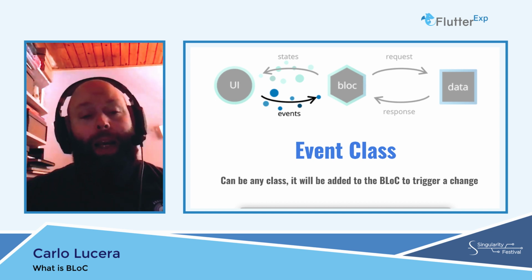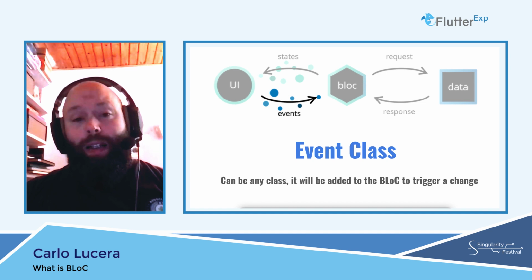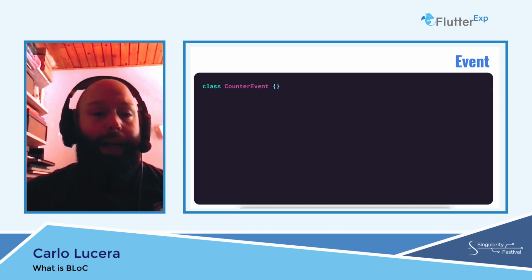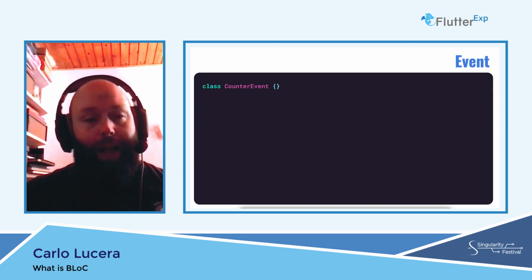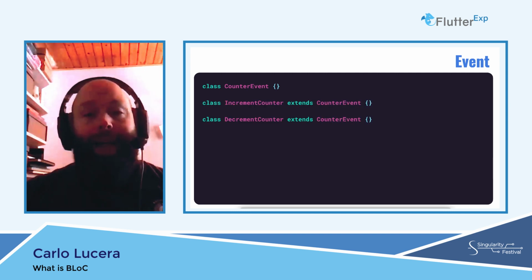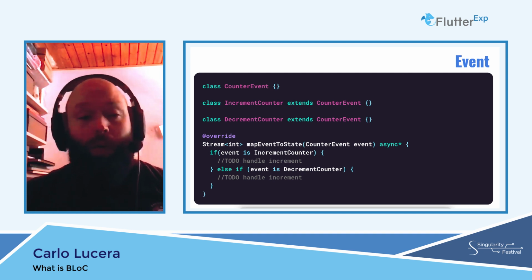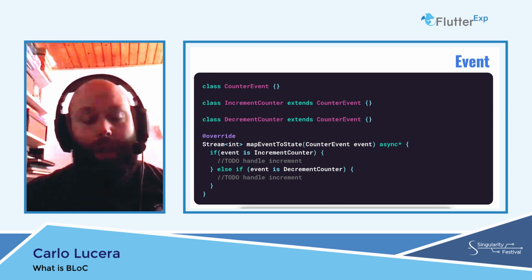So, as we said, the BLoC accepts events to be changed. Basically, the event can be any class, as I said. It will be added to the BLoC, and it will make it change its state. Let's see how. Why I said it can be anything else, and why I decided to use a counter event class that does basically nothing? Because by doing so, I can extend my class. And in my BLoC, I can listen in the mapEventToState method. This is a method that we need to override in order to have the BLoC working.